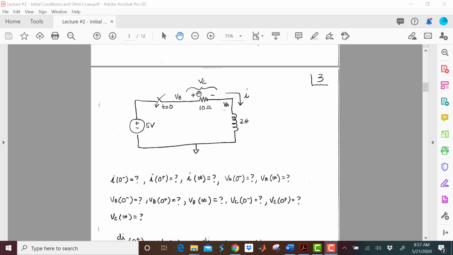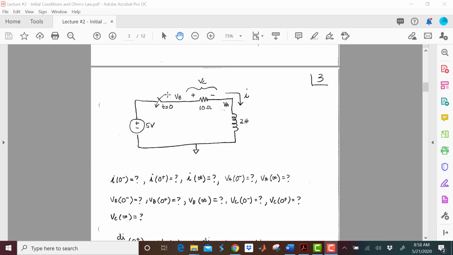Let's see, I defined a VC here where I said, okay, VC is going to be the voltage across this resistor from plus to minus. All right, and I'm showing I. And of course, this I is the same as this I is the same as this I. Okay, so at t equals 0 minus, what's the current going to be? Let's see, obviously it's going to be 0 because the switch is open.